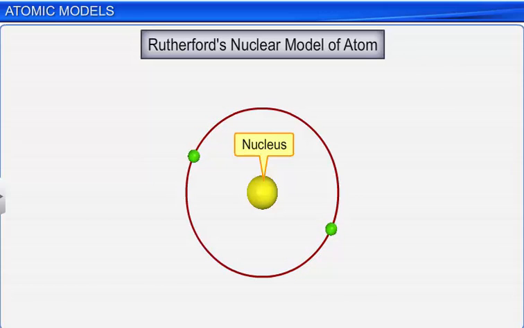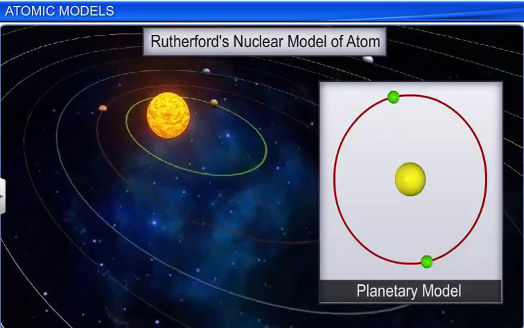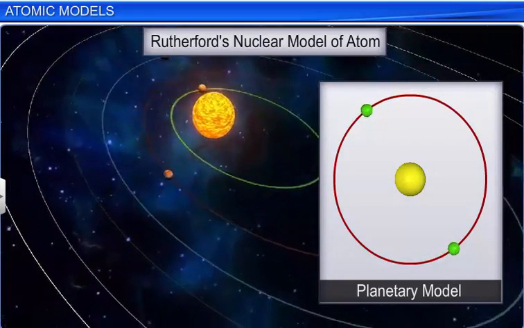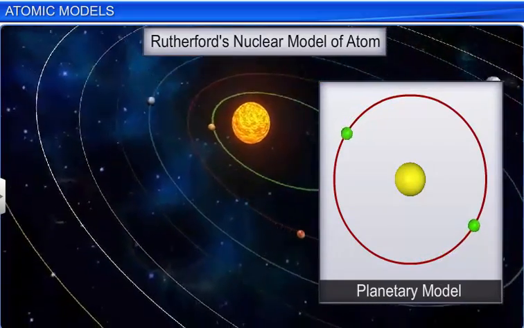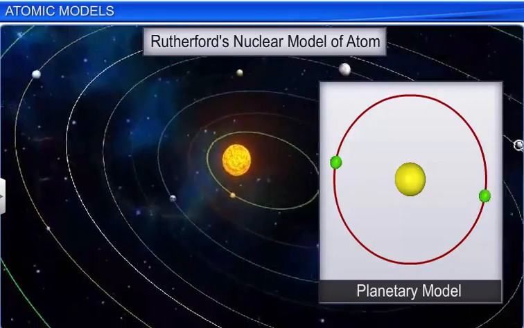Electrons are found outside the nucleus. They revolve around the nucleus with high velocities in circular paths so as to counterbalance the electrostatic forces of attraction between the protons and electrons. Electrostatic forces of attraction hold the electrons and the nucleus together in an atom. As electrons move in circular paths around the nucleus, just like planets revolve around the sun in the solar system, Rutherford's atomic model is also called planetary model.